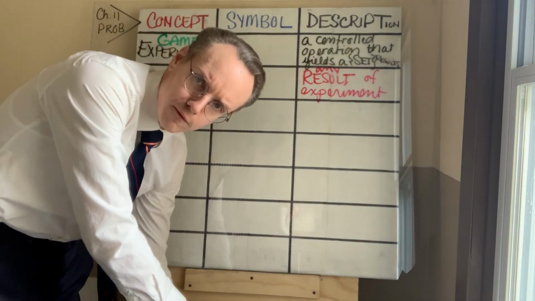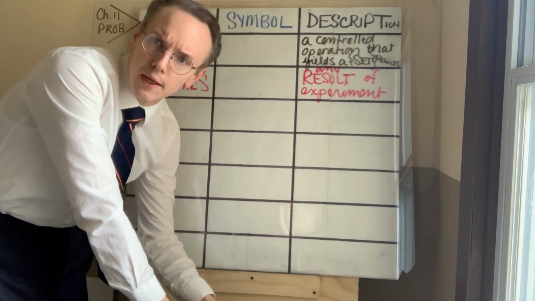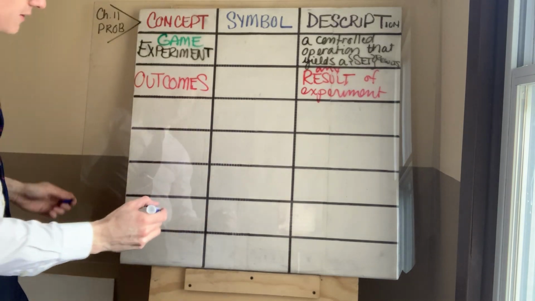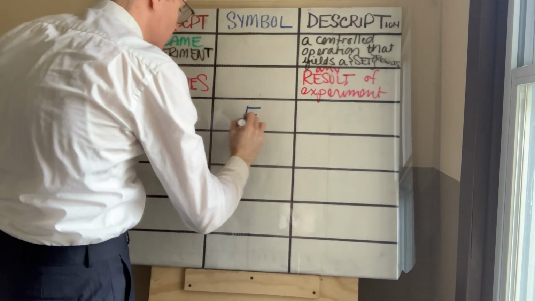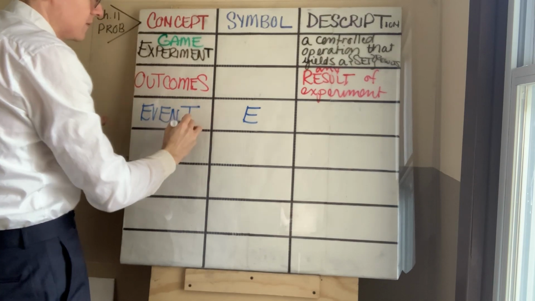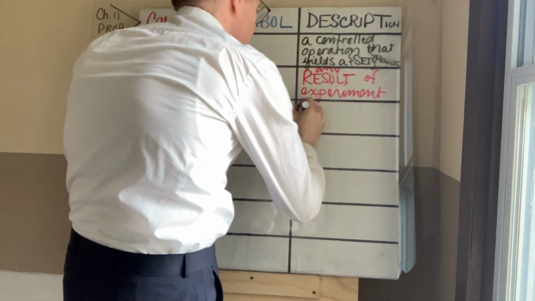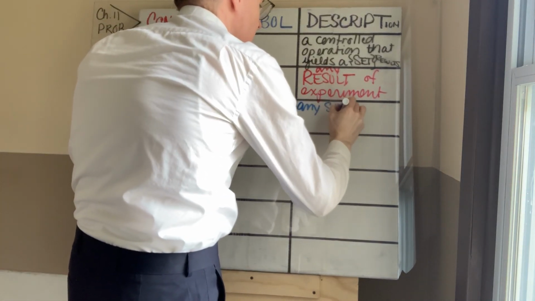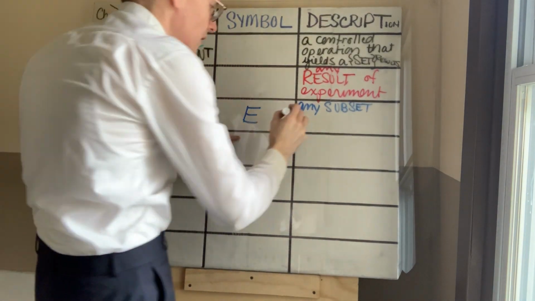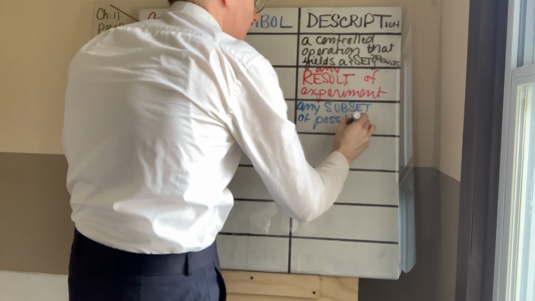When you get into the formulas, there's two, you'll see, no, three formulas for probability, they use the letter E a lot. And E is referring to an event. An event is officially any subset of possible outcomes.